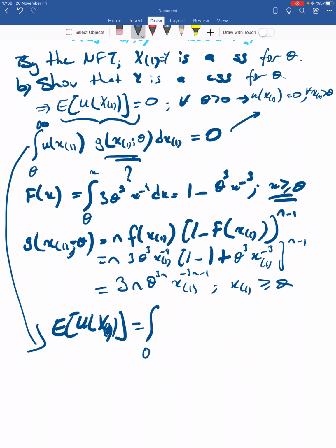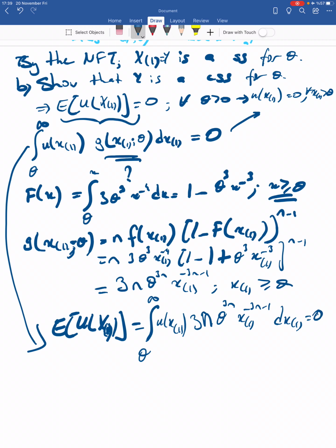Okay, so from 0 to theta. Sorry, not 0 to theta. Oops. From theta to infinity, u(x1) and the PDF of x1. So we have n theta to the 3n, x1 to this power, dx1, equated to 0.